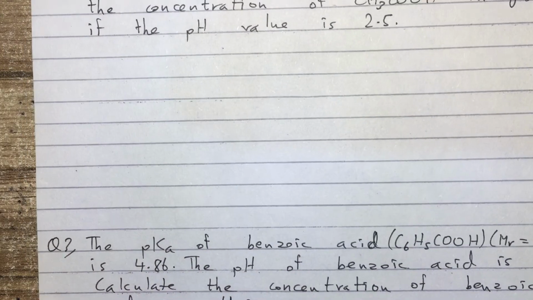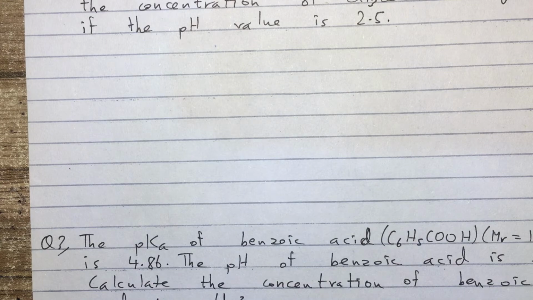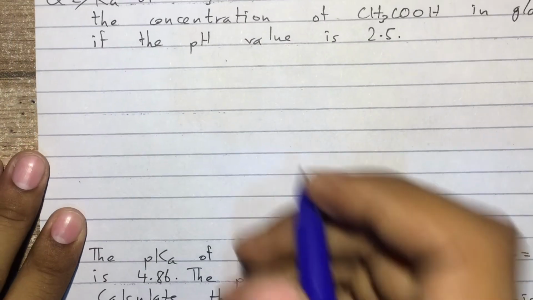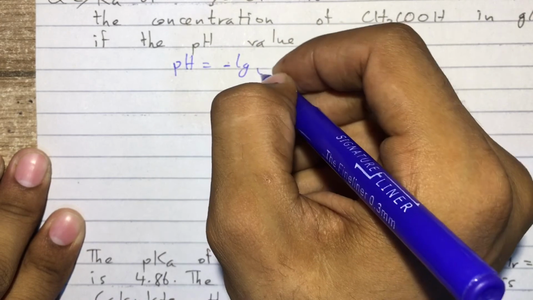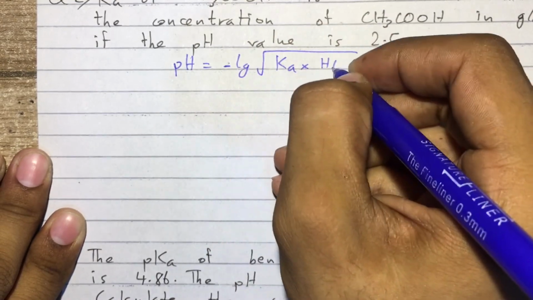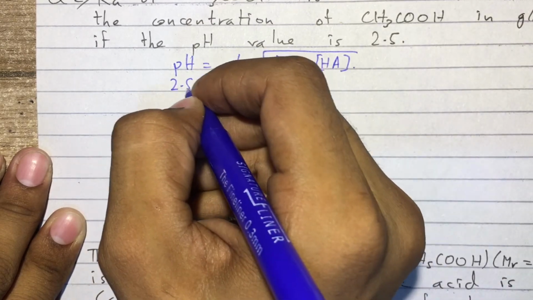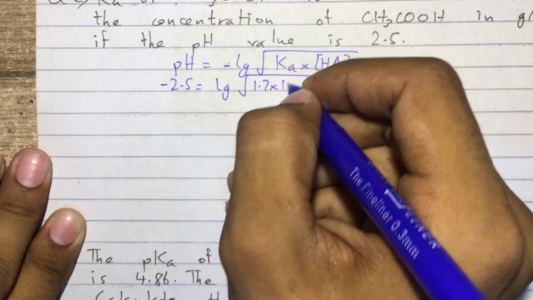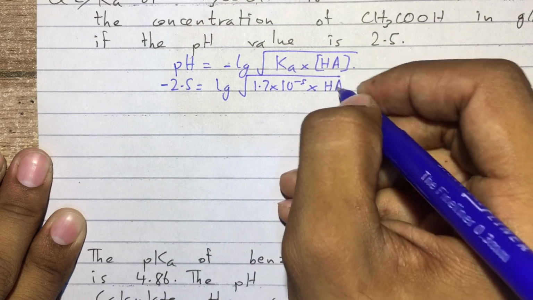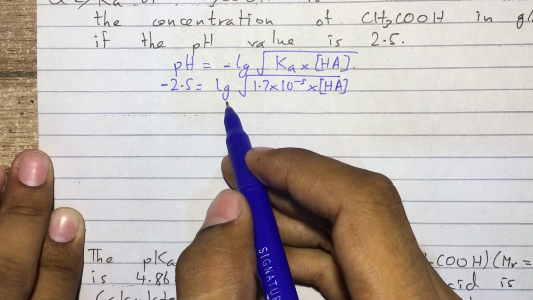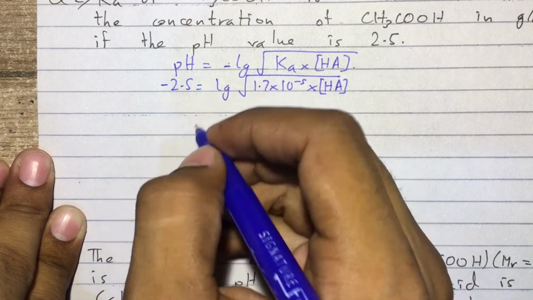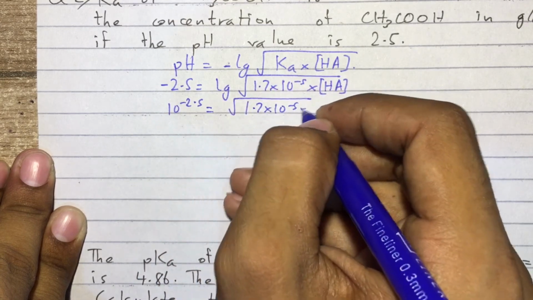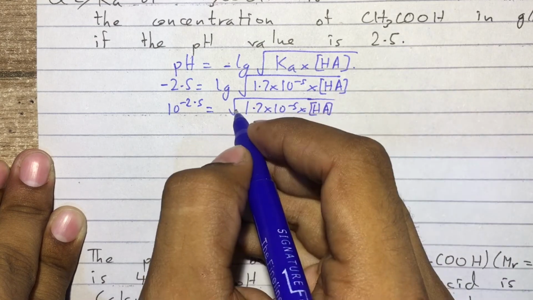Then the next question, Ka of ethanoic acid is again given. Calculate the concentration of ethanoic acid in gram per dm cube if the pH value is 2.5. So pH we know is equal to negative log root of Ka into concentration of acid. 2.5, I'll shift the negative over here, so this is negative 2.5 equals log of root of 1.7 times 10 power negative 5 times concentration of acid. To shift the log, I'll have 10 power negative 2.5 equal to root of 1.7 times 10 power negative 5 into acid concentration. Shifting the root, this will become a square.